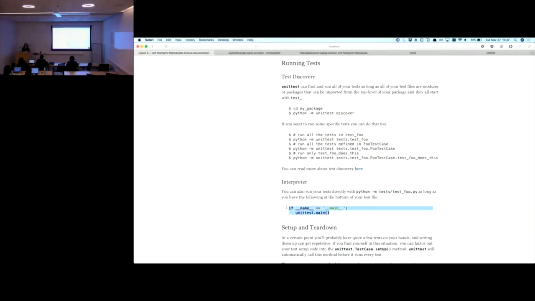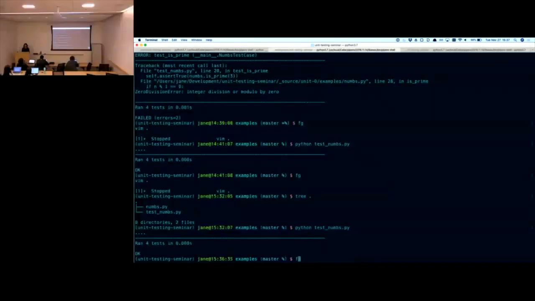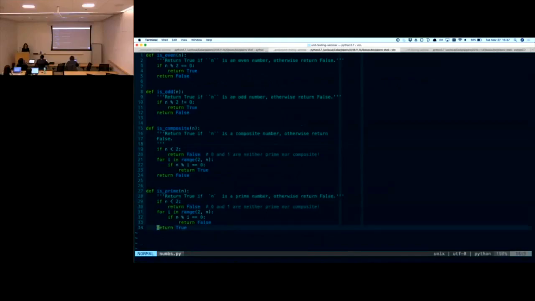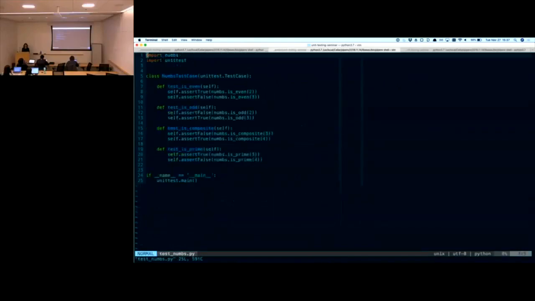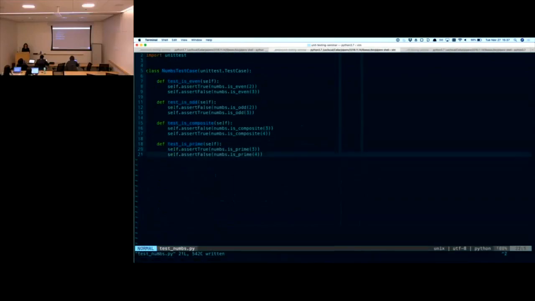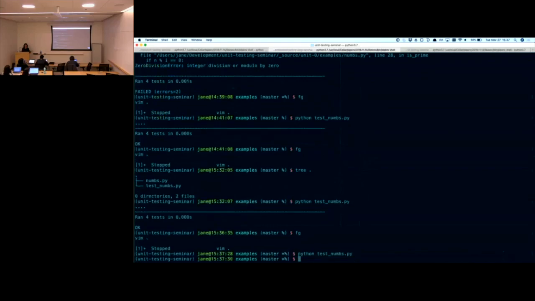If you don't have this block at the bottom of your file and you just try to run it, let's see what happens. I'm going to take it out. Nothing happens. So basically all it did was, I opened this file, I defined the class, I closed the file.